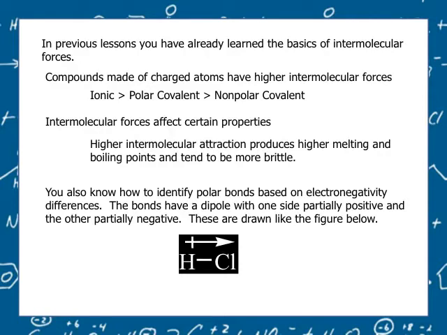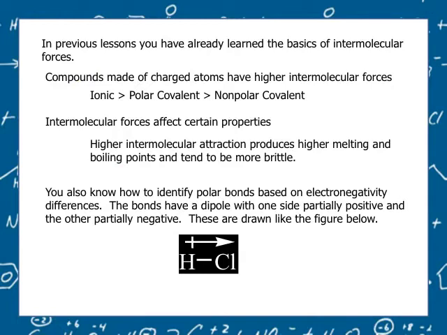Okay, so if we were doing this in school, this is where we would have ended and started a new day. So just a quick review here. In previous lessons, we learned the basics of intermolecular forces. Ionic is at the highest end of intermolecular forces, and nonpolar covalent is at the lowest end, with polar covalent in between. We also looked at their properties. Higher intermolecular forces produce higher melting points, higher boiling points. They tend to be brittle, they tend to be soluble, and they can conduct electricity in the liquid state.